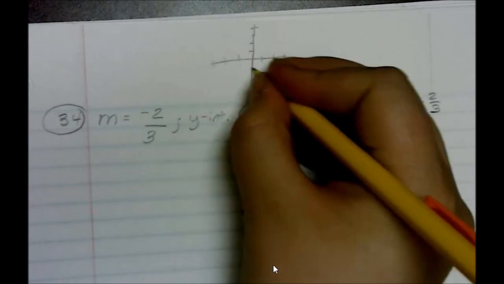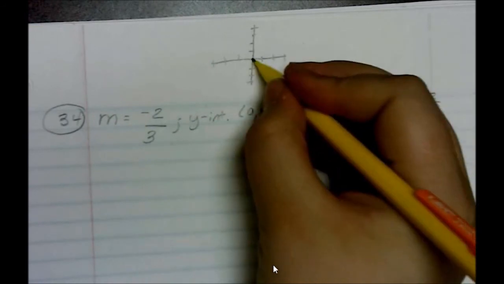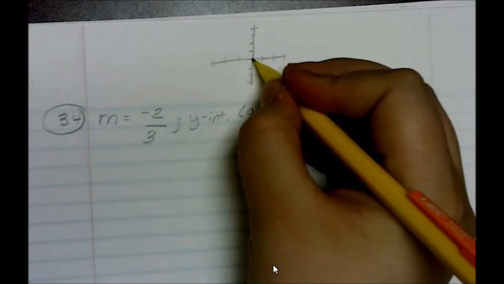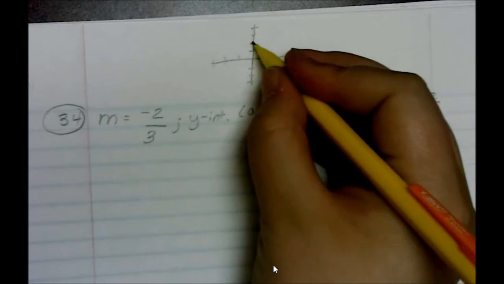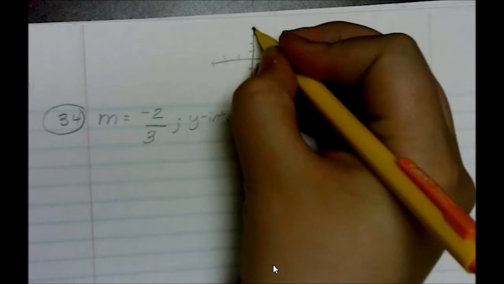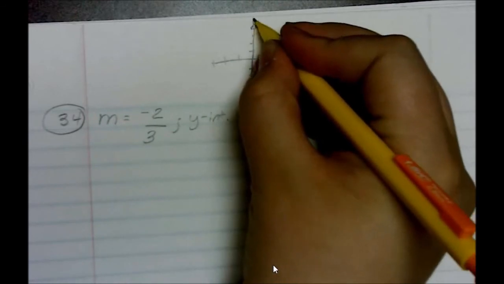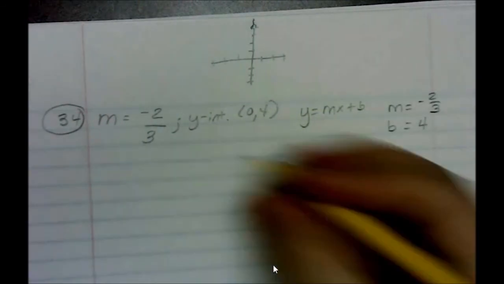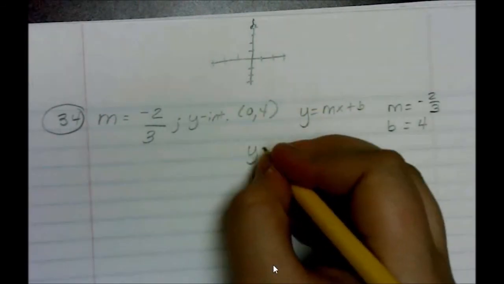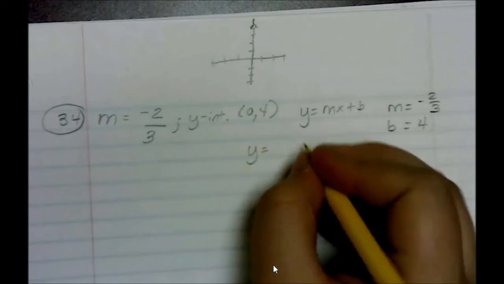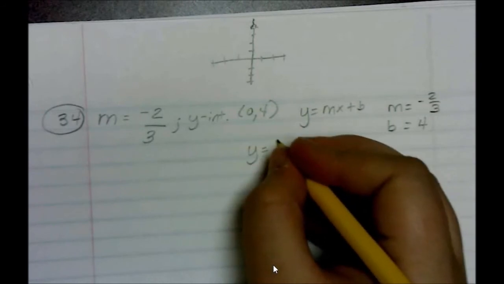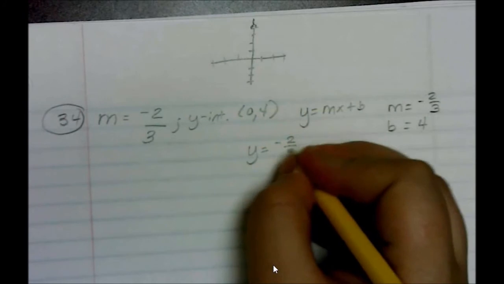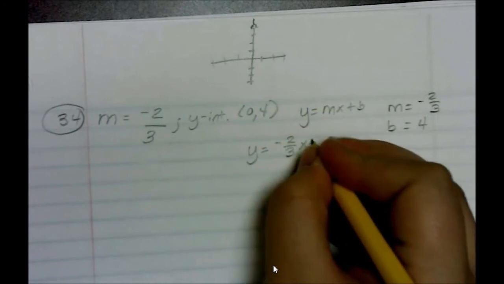you'd start at your origin and go 0 places from left to right, but then you would go up 4. So notice how that lies on your y-intercept. So that means that your y-intercept is 4. They gave us all the information we needed, so to find our final answer, we would plug that into the y equals mx plus b to get y equals -2/3x plus 4.